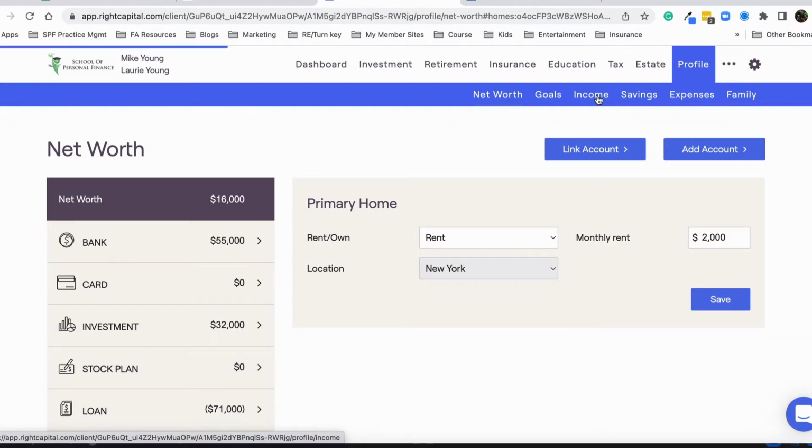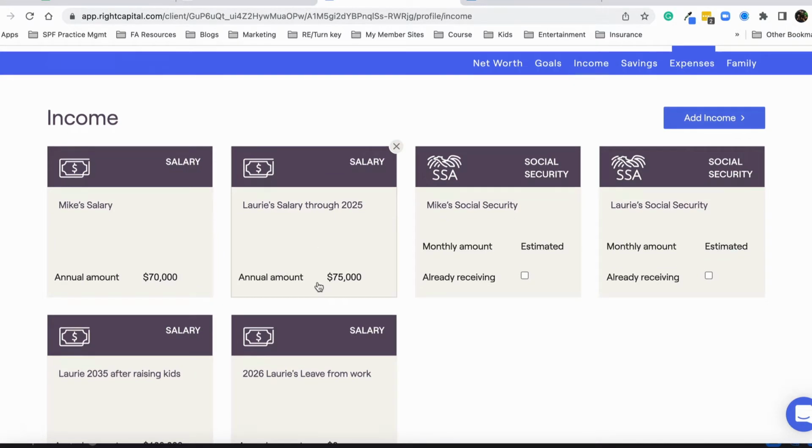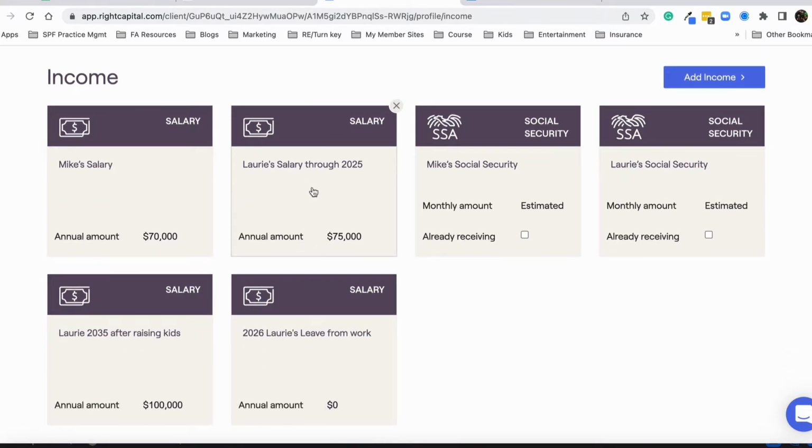So Mike's salary, $70,000. Lori's salary is $75,000. Now you can see I broke up Lori's salary into a couple different stages of life. And the big reason for that is because they plan to start a family and have kids, and Lori wants to be able to stay home from work for 10 years. So I broke down her income based on those time frames.